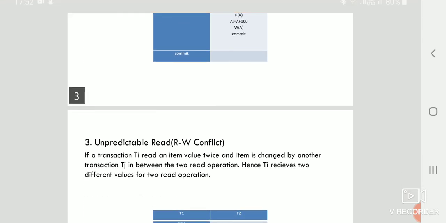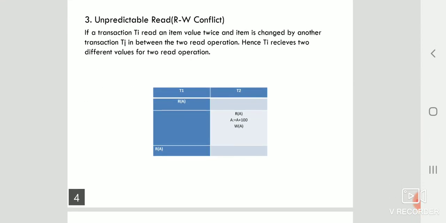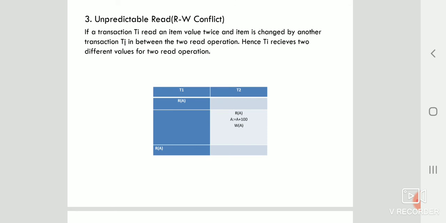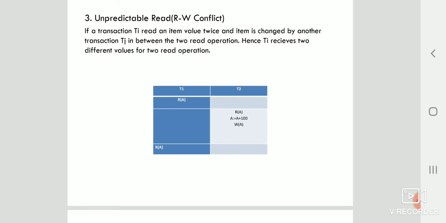Next we will see unpredictable read, or read-write conflict. This is the third type of inconsistency problem in concurrent execution. These are the different types of concurrent executions, but still we will be facing these four types of inconsistency whenever we are doing concurrent execution. So we are going to check all these types of inconsistency and then update our disk.